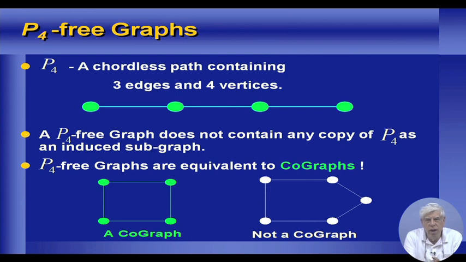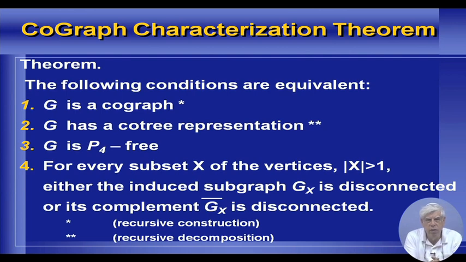On the left, I have a CoGraph. Notice it has no P4. Its path of P4 is closed into a cycle. It has no induced P4. On the other hand, on the right, my 5 cycle has 5 different P4s. So it is not P4 free, and so it is not a CoGraph.